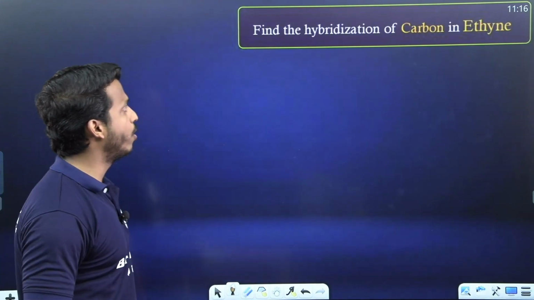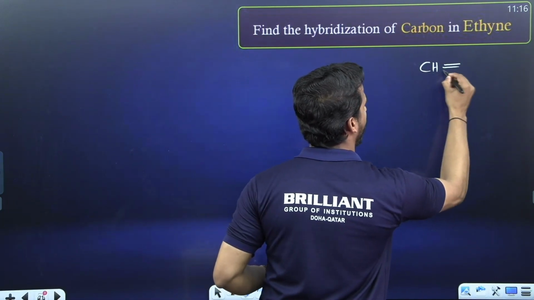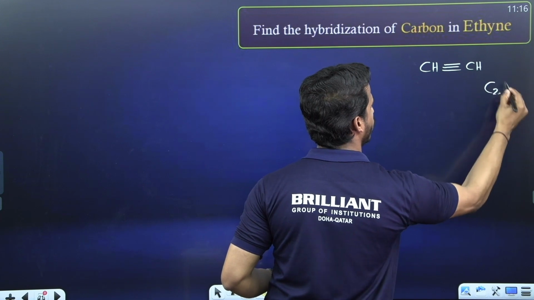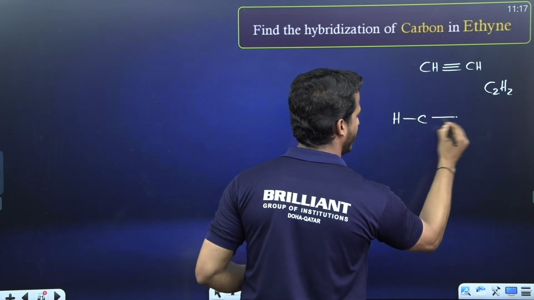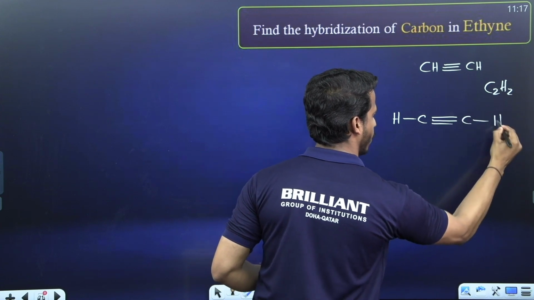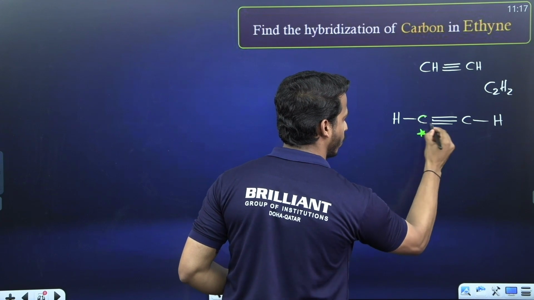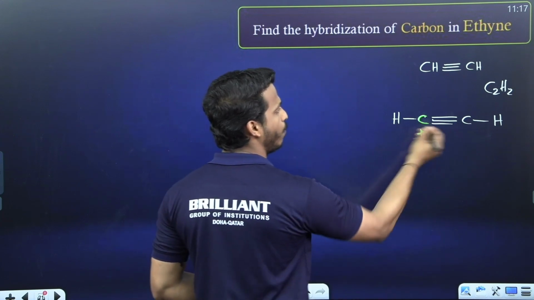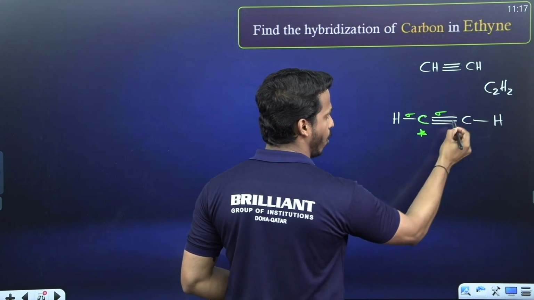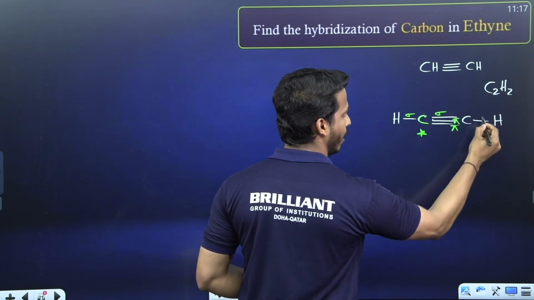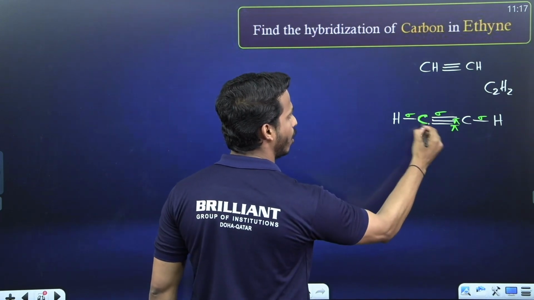The other compound is ethyne. What is ethyne? CH triple bond CH, or C2H2, is called ethyne. Let me write the correct bonding. Okay, CH triple bond CH. This is the bonding. I'm going to calculate the hybridization of only this carbon. It will be the same for this carbon. How many bonds here? Here CH sigma bond. This is sigma. In a triple bond, 1 sigma and 2 pi. This is again sigma.